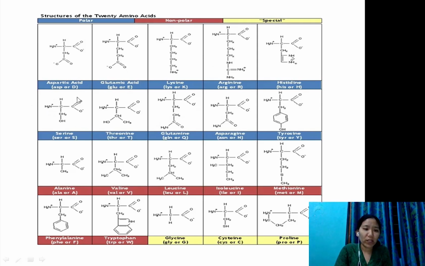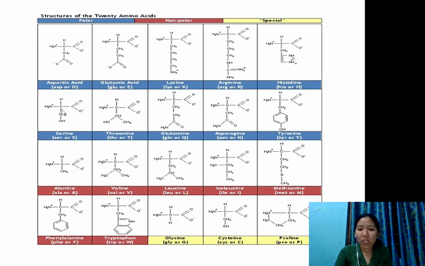Now we'll have a look at another one here. In this case, there is 1 amino group, NH2, and there is 1 carboxyl group, COO. So the number of amino groups and carboxyl groups are the same. So the charge is neutral, and this is a neutral amino acid.